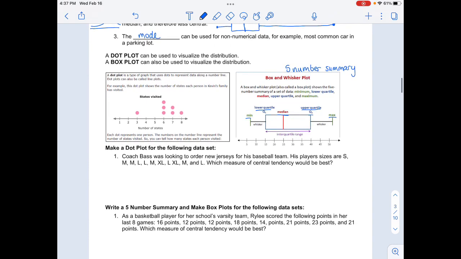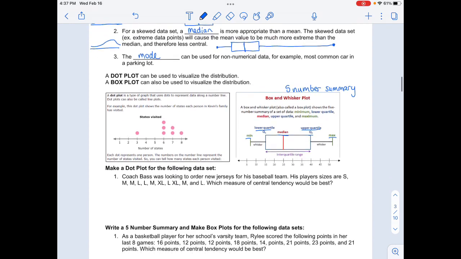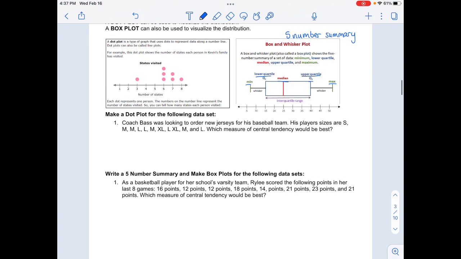So we are going to make a dot plot for the following data set to start. Coach Bass was looking to order new jerseys for his baseball team. His players' sizes are below. Which measure of central tendency would be best? So we go ahead, we notice we have a number line. I didn't need to make it nearly that long because all we have is small, medium, large, and extra large shirts.